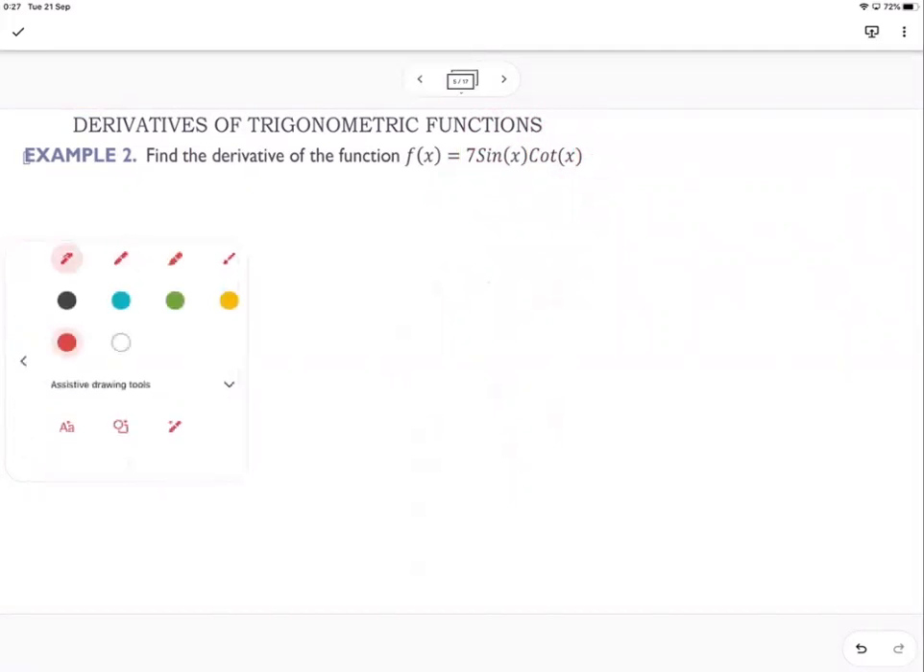Okay? So, always when working with problems of derivatives of trigonometric functions, try to use the trigonometric identities that you learned in 4th semester to reduce the expression if possible, okay? Here, for example, we can use the quotient identity of cotangent equals cosine over sine. Do you remember? I'm going to write it here.